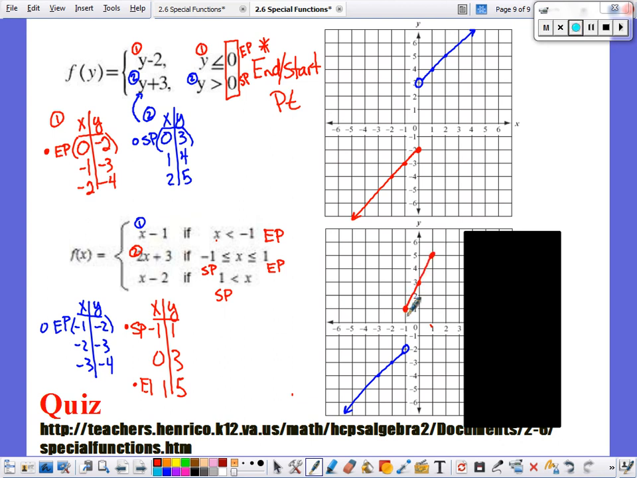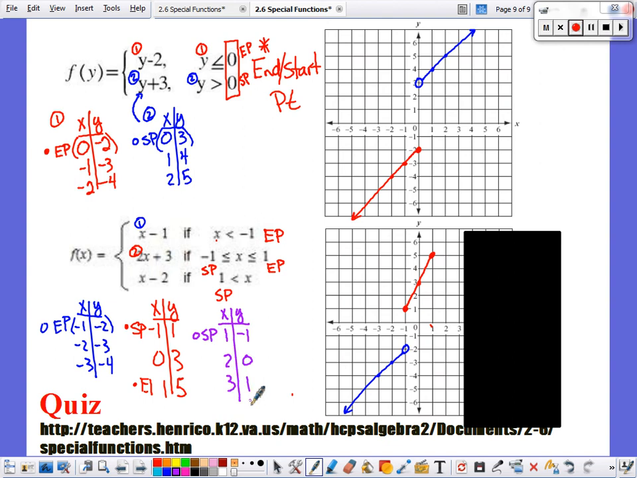The last one I'll go ahead and do in purple. What we have on this one is just a start point, which is 1, because everything's to the right of that. It's going to be open. So if I plug in 1, I get -1, and it's everything to the right of 1, so 2 and 3 and so on. And so I get these values.